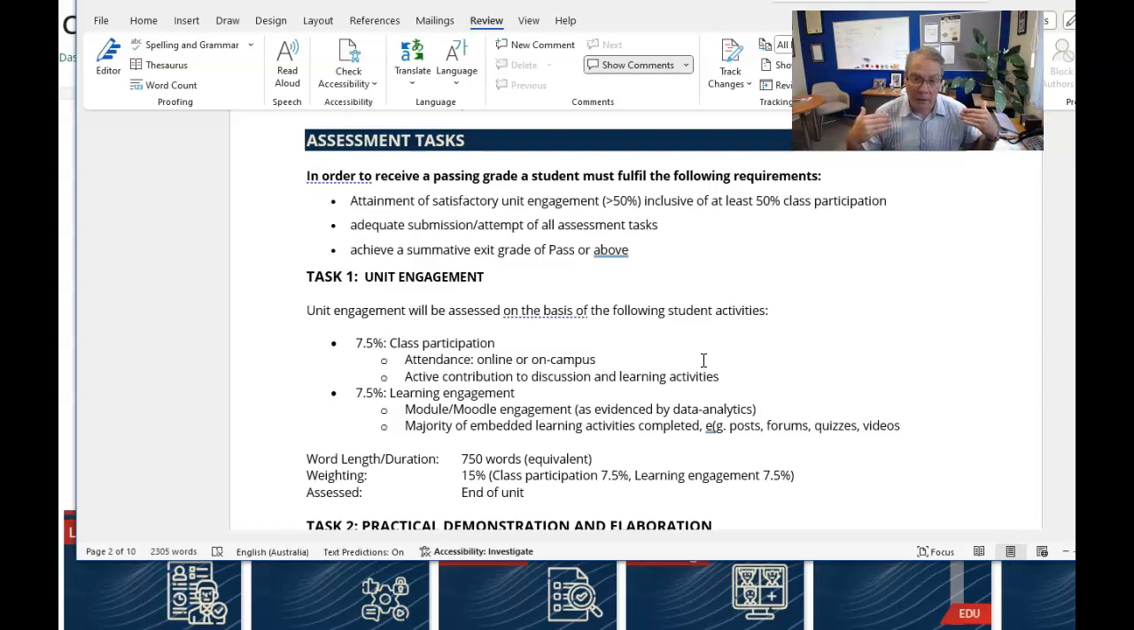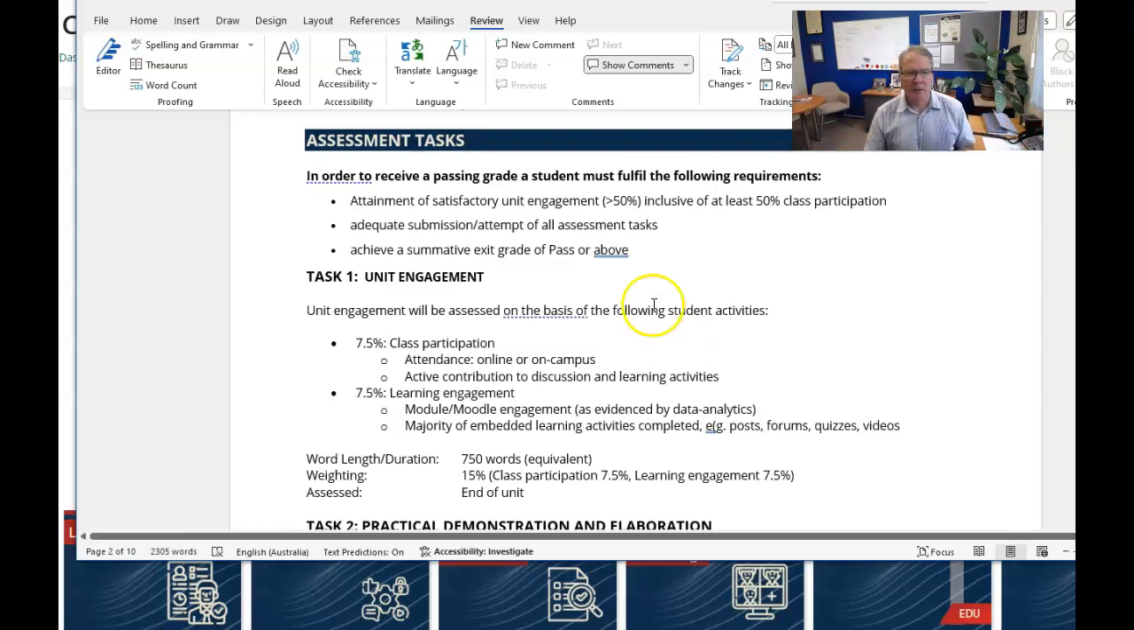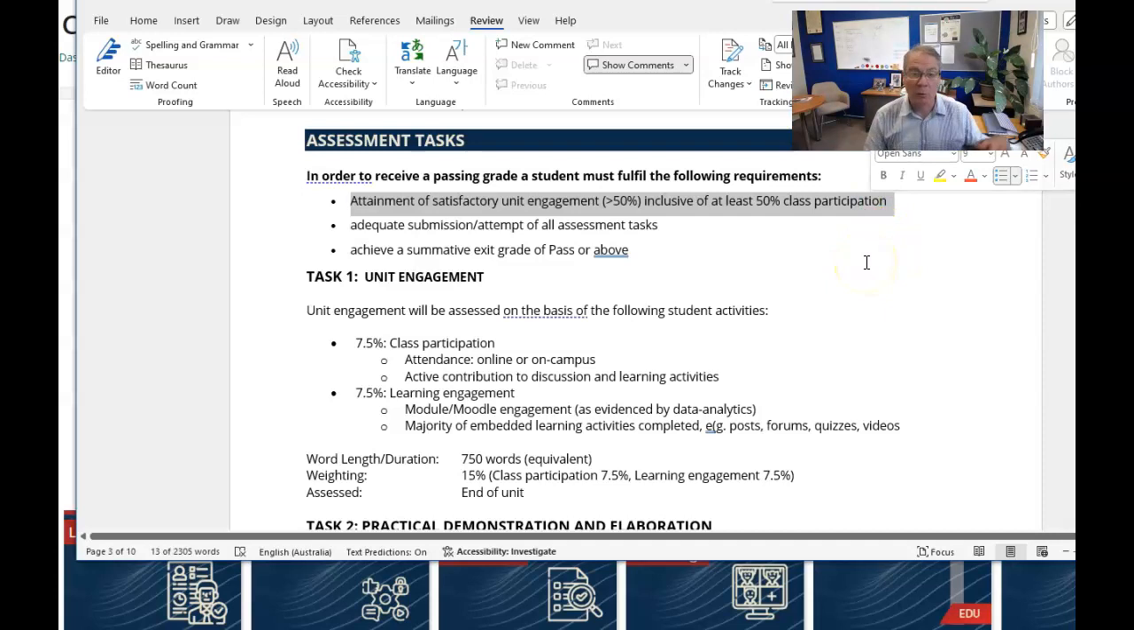Now, it has got a harder edge to it in the sense that you will not be able to pass the unit unless you attend class for 50% of the time. So it's a turn up. We're a face-to-face institution, and your assessment is delivered, for example, in 2 of those weeks.